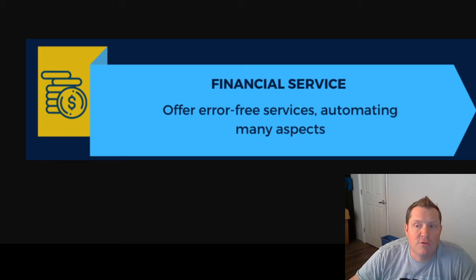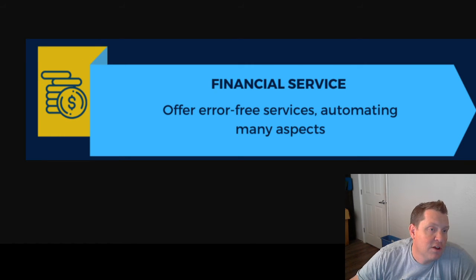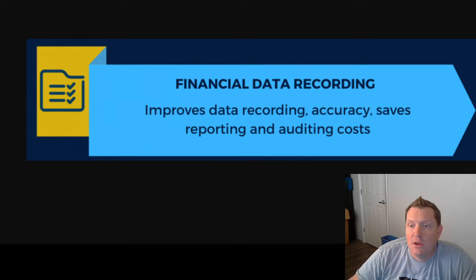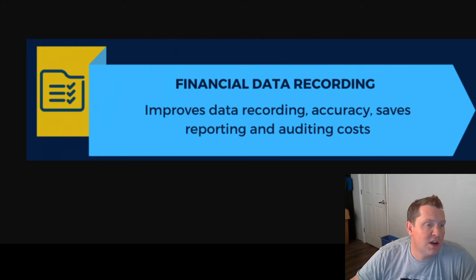It can offer error-free services, automating many different aspects. This can include mortgages and loans and many other ways that have completely frictionless means to do these financial services. Financial data recording. Financial data is very important for any organization, and this is where smart contracts come in. They provide the necessary way to record data for a more accurate and transparent financial data collection. With smart contracts, it's easy to manage the uniform recording of data across an organization, resulting in reduced auditing costs and reporting.